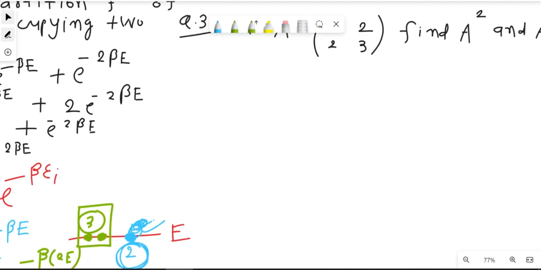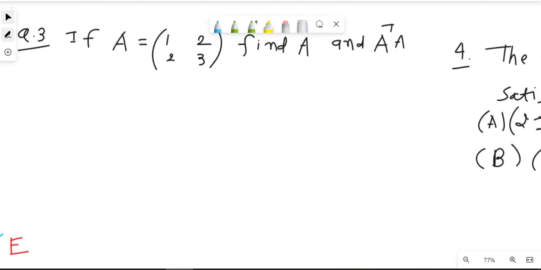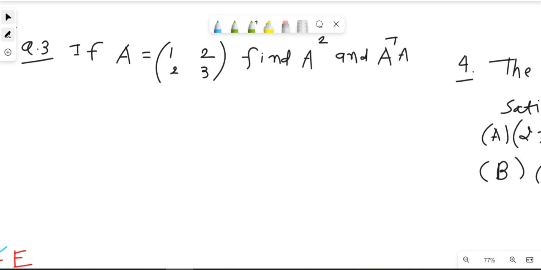Now the third question, which is from matrices. In the third question, we are given a 2 cross 2 matrix A equals 1, 2, 2, 3, and we are asked to find the product A transpose into A.